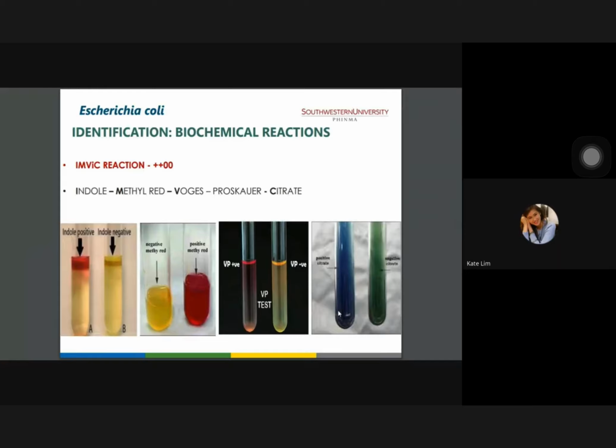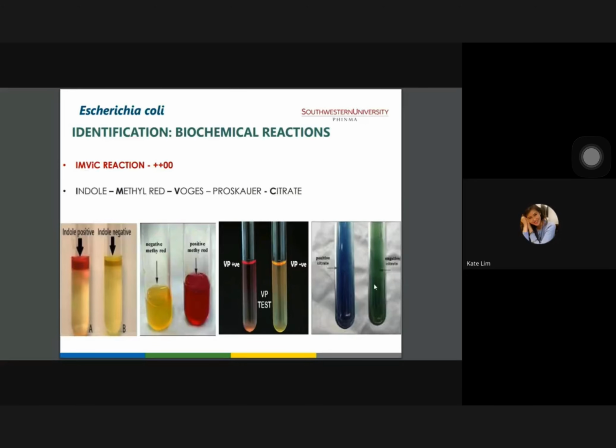So a blue color appearing in this medium indicates a positive citrate. This tells us that the bacteria can utilize citrate as the sole carbon source. How about the negative citrate? For a negative result, the medium remains green.